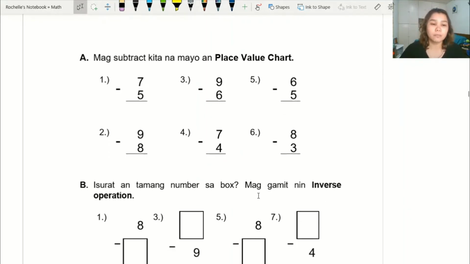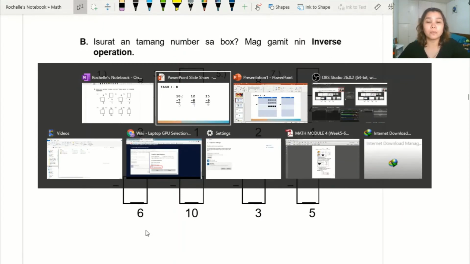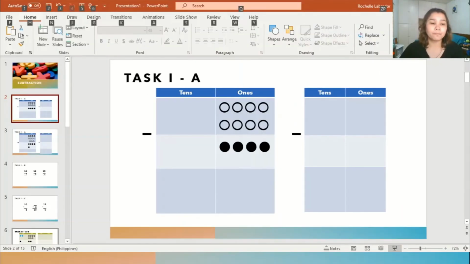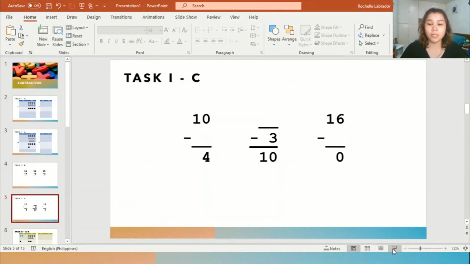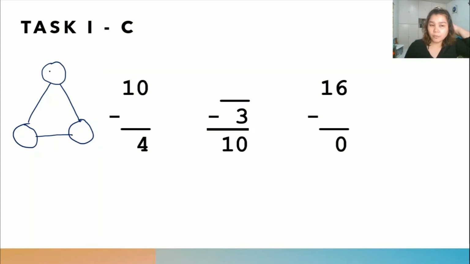Okay, next, part B, isulat ang tamang number sa box, maggamit din inverse operation. So if you can remember yung triangle facts, so similar with this one. So may hindi siya kompleto, and then you can make use of the triangle facts. Ano nga yun? We have 3 circles. And then, ito is okay, so the number to be written here is the total number, which is, for this example, gamit tayo ng triangle facts to show the inverse.